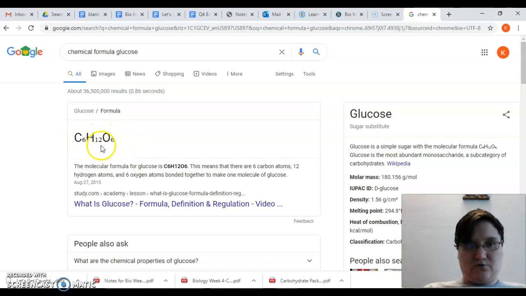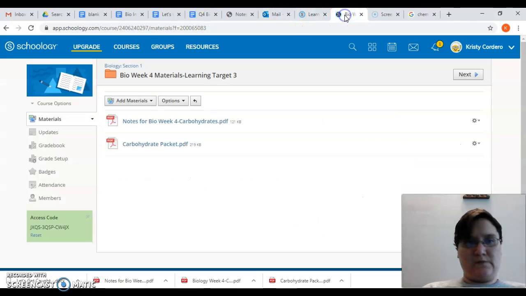Double, right? So again, if it's 6 out here, it's going to be 12 in the middle. If it's 5 out here, it'll be 10 in the middle, right? If it's 8 out here, it'll be 16 in the middle. So there's going to be double the H's than there are carbons and oxygens. If you have any questions about that, just let me know.